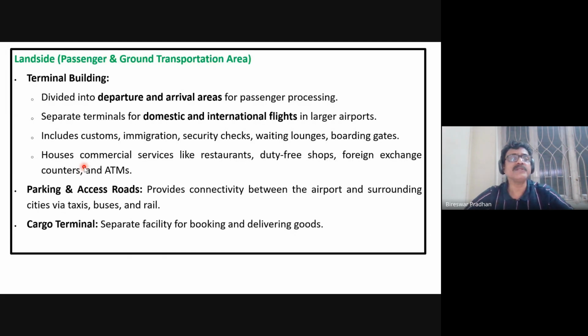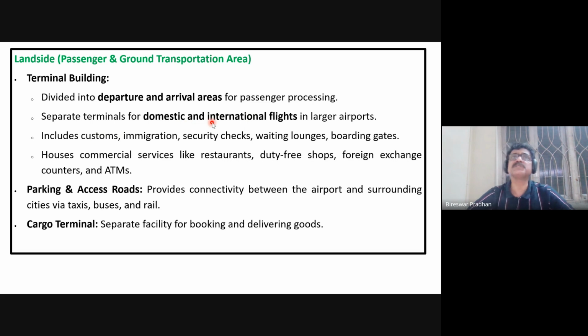Landside: the passenger and ground transportation area and the terminal building, divided into departure and arrival areas for passenger processing. Larger airports have separate terminals for domestic and international flights.